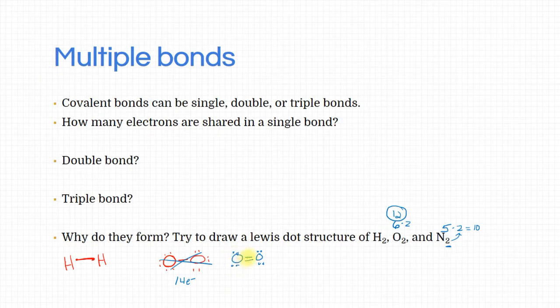So it's 2, 4, 6, 8. Now we have 2, 4, 6, 8, 10, 12 electrons, which is what we thought we would have. So this is the structure of nitrogen. I'm sorry, that was wrong.